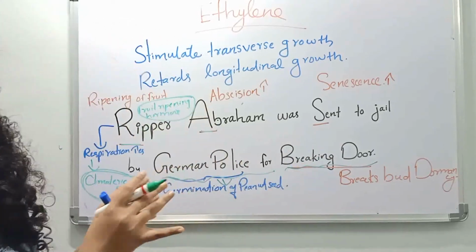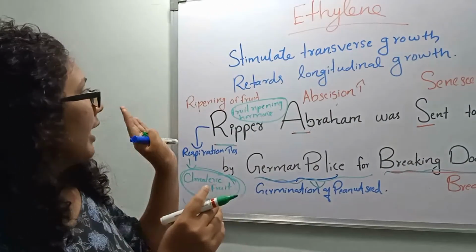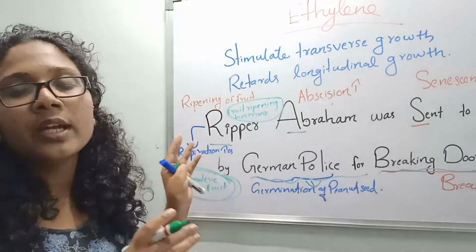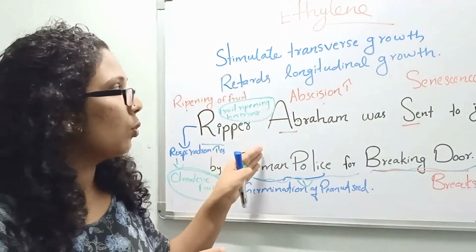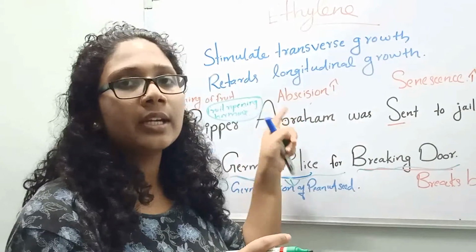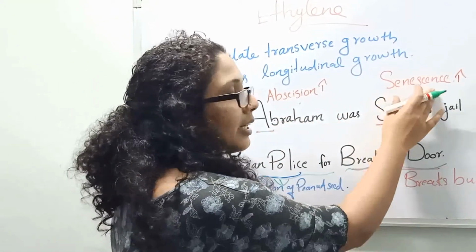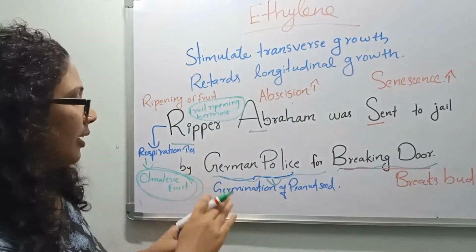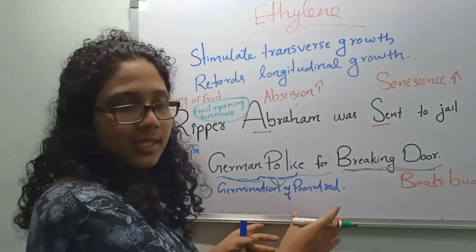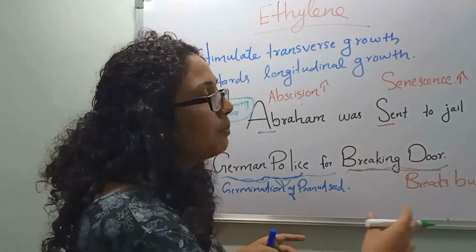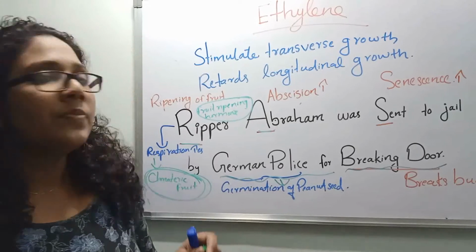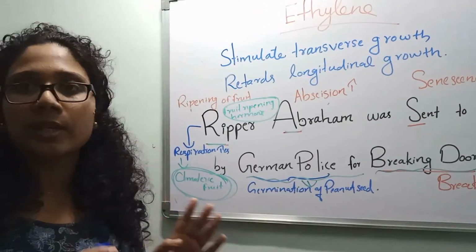These are the main functions of ethylene. That is, ethylene helps in the ripening of the fruit, hence it is known as the fruit ripening hormone, and it promotes abscission, increases senescence, helps germination of peanut seeds, and at last it breaks bud dormancy. Okay, this is about plant growth regulators.